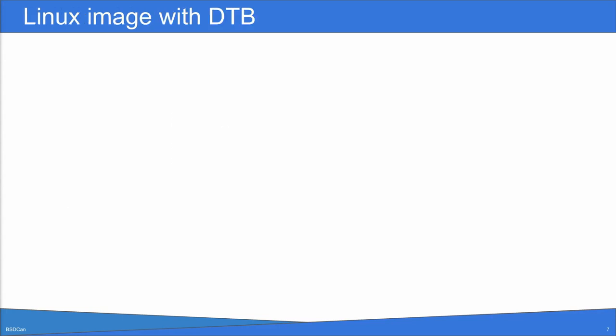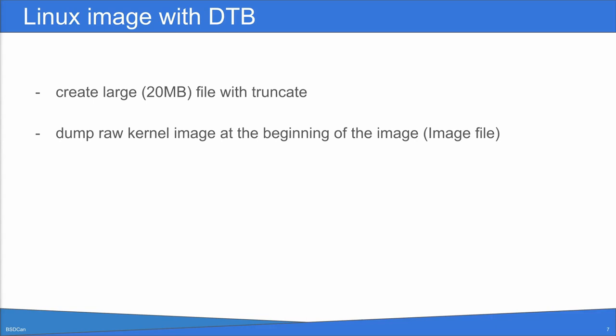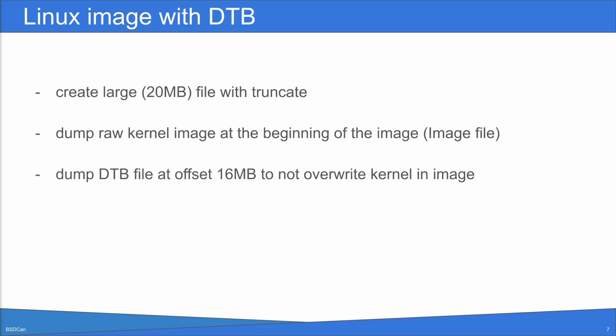So, to build a Linux image with a device tree blob, I had to create a large file, say 20 megabytes, using the truncate utility, and dump the raw kernel image, the file called Image, which is uncompressed, at the beginning of the large file, and then dump the device tree blob file at an offset, say 16 megabytes, in order to not overwrite any part of the kernel that's sitting at the beginning of the file.